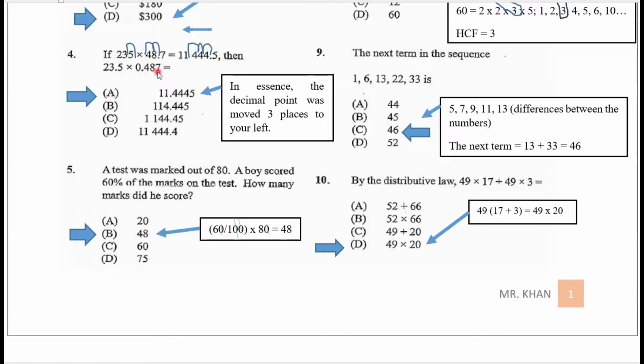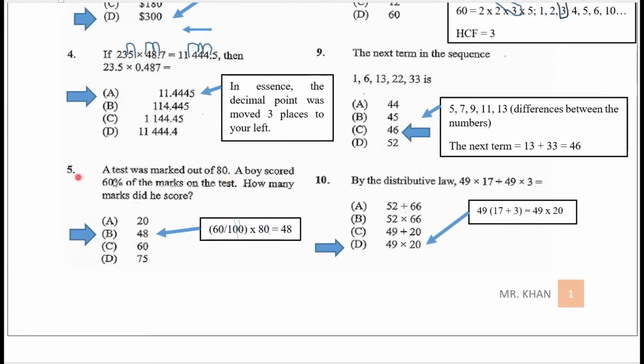So in all, I am moving my point 3 places to my left. 2 here and 1 here will give me a total of 3 places. So this answer, I'm moving this point 3 places to my left, and I'll get 11.4445. All right, that's A. And you can see the note for it is on the side here.